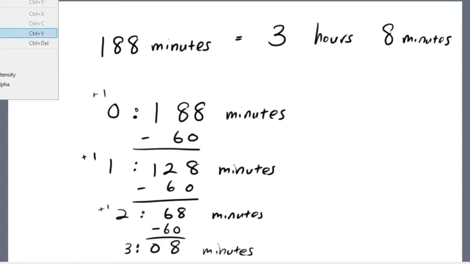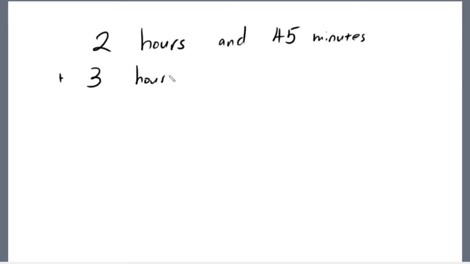We can take the same idea and add two quantities of time together. Let's say you're given 2 hours and 45 minutes plus 3 hours and 12 minutes.